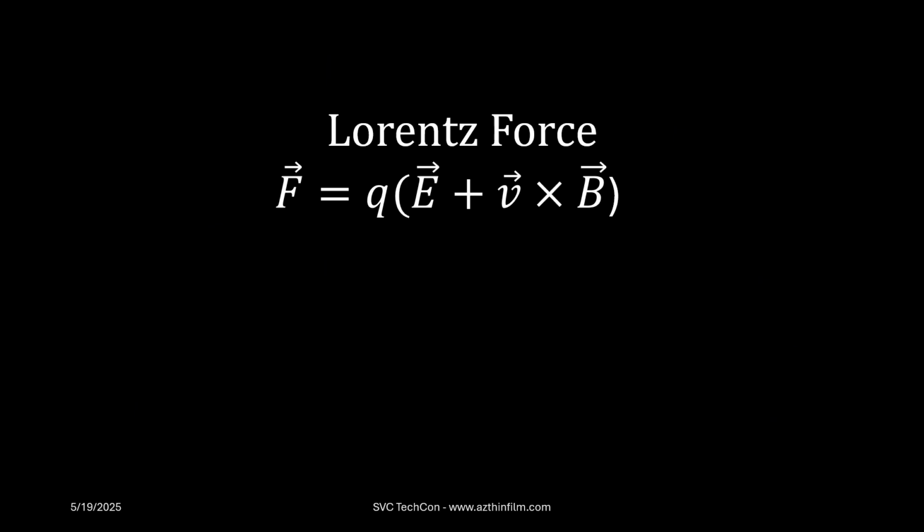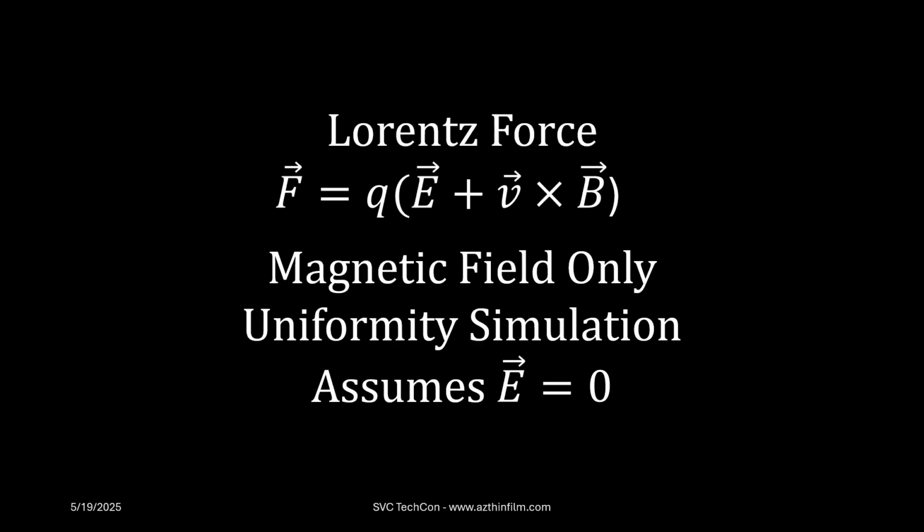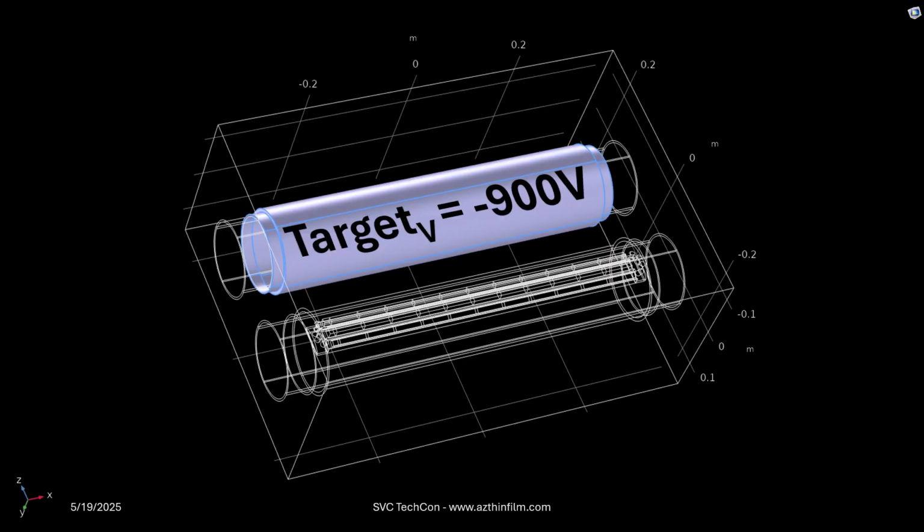What that doesn't take into account, though, is the Lorentz force. So far we used just the magnetic field. If we go back and look at the electric field as well as the magnetic field, and then look at the force on the actual electrons from the Lorentz force, we can get a better estimation of what the uniformity profile would look like. So we're no longer using a magnetic-field-only uniformity simulation, which assumes that the electric field is 0. We're now actually putting in the electric field.